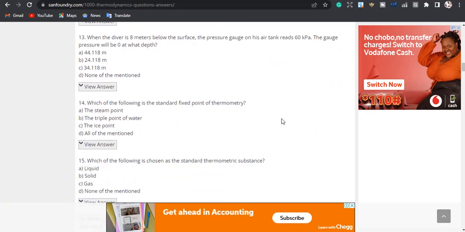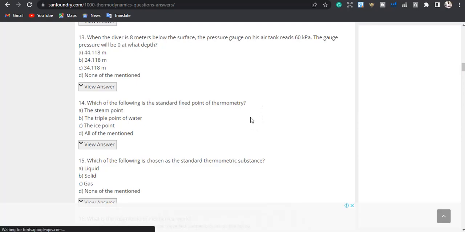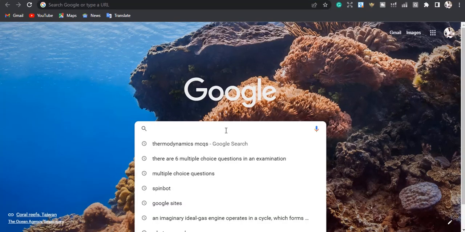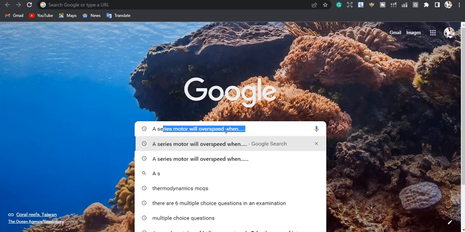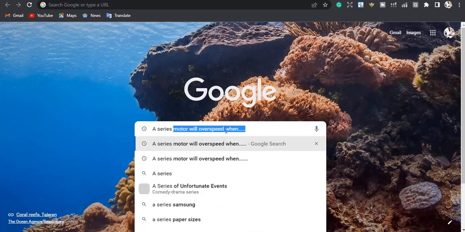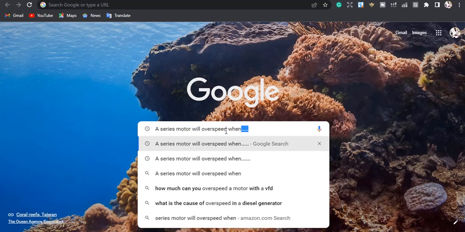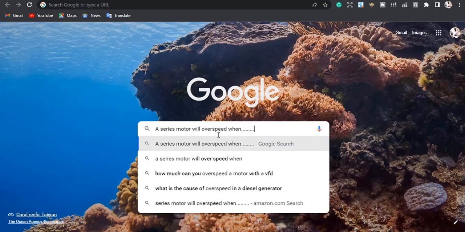We'll be using this as an example, but before you do that, you have to use a general question as an example, so that you get to understand what this video entails. Let's say you come across a question like a series motor will overspeed when. When you are given a question that comes in this form, you just copy the question and paste it into Google. But let's see what we'll get when we do this.